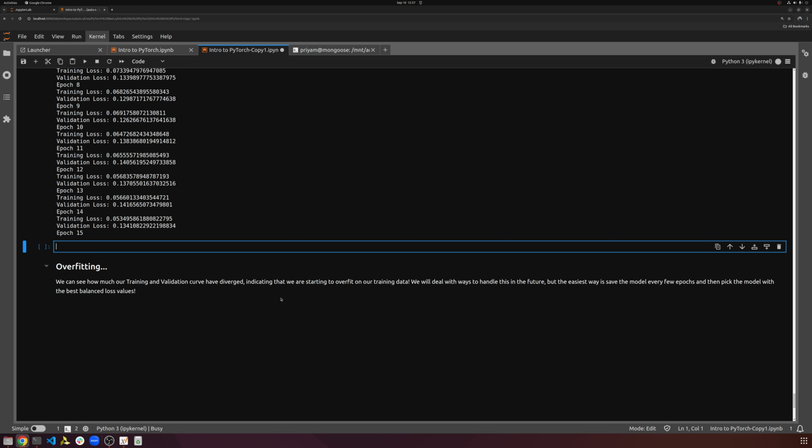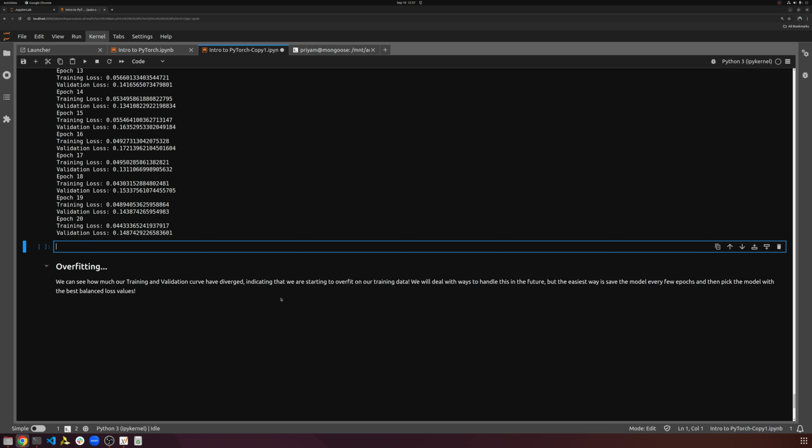The validation data set exists for us to evaluate how the model performs on data that the model's never seen before, right? That's the whole point of it. If you're going to train a model, you want it to work in the real world. And in the real world, there's going to be data that your model hasn't seen.